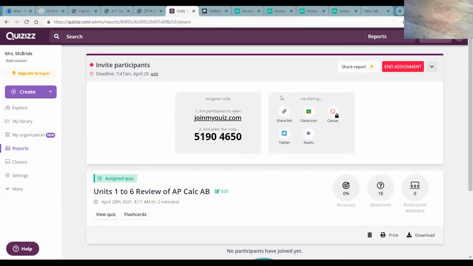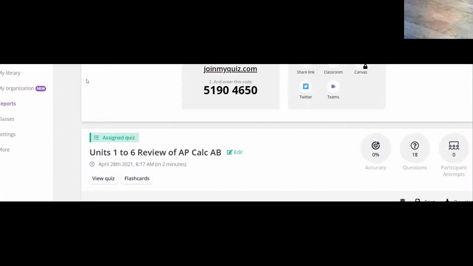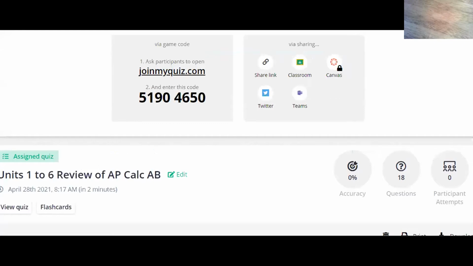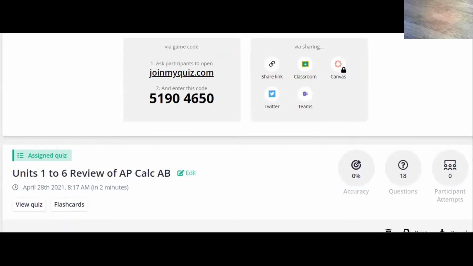Whoever comes in first, second, and third will get bonus points for the quizzes. So I'm going to post that code on our page now. It's also going to be posted up here right now, so you can see here's that code. Let's do a new share with just that portion so you don't have to see everything crazy. You can see on this that it's a unit 1 to 6 review, so that's everything we've been doing for the past few days.